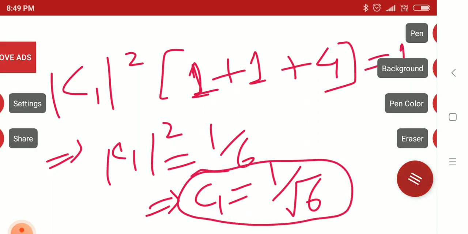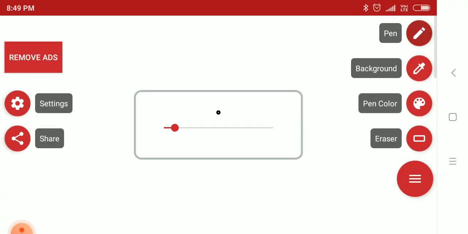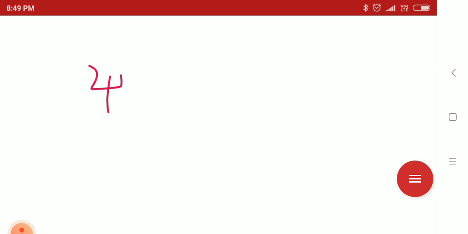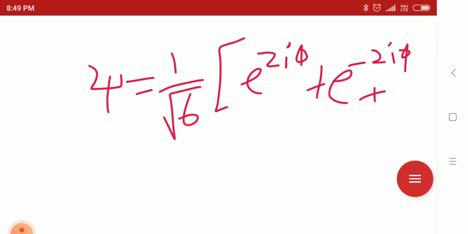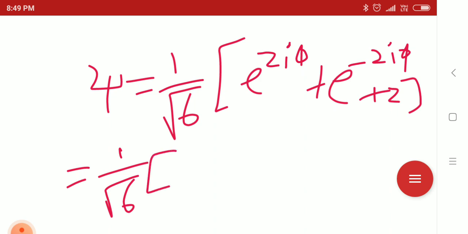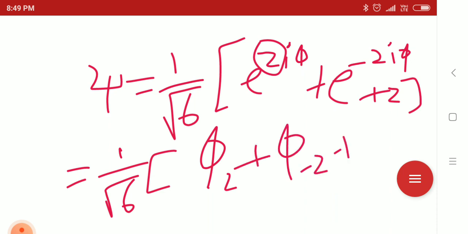So after normalizing, what are we getting? The normalized form of that function is 1 by root 6 (e to the power 2 iota phi, plus e to the power minus 2 iota phi, plus 2). So we can write it as 1 by root 6 (phi 2 plus phi minus 2 plus 2 times e to the power 0 into iota phi), and e to the power 0 equals 1. So we can write it as phi 0 in this format.